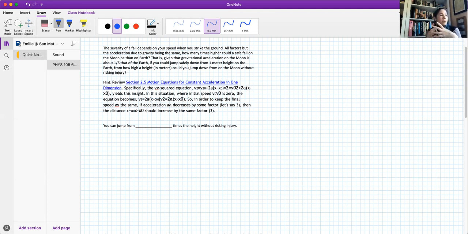All right, so all factors but the acceleration due to gravity being the same. How many times higher could a safe fall on the moon be than on Earth? All right, so that means that we're looking at that fall, but in two different settings. So we're going to have all conditions be the same. The only thing that's going to be different is that one fall is going to happen at the surface of the Earth and one at the surface of the moon. Otherwise, everything is the same.